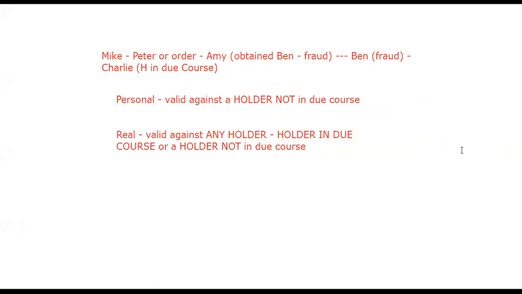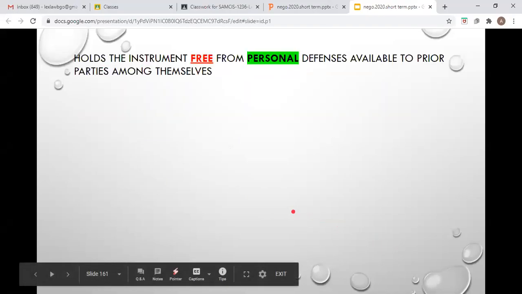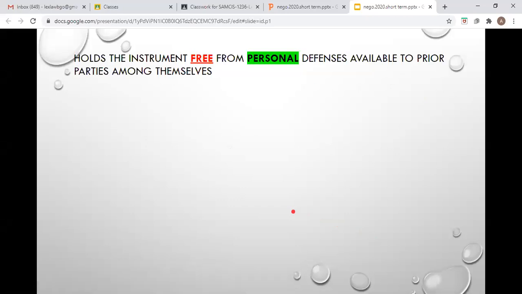Now, how about if this is what happened? Let's go back to doon sa slides natin. May example yata doon. Okay. Free from personal defenses. Ito yung sinasabi natin. Okay, to hold that instrument free from personal defenses only does not include real defense because that real defense is a valid defense against any holder and it does not matter whether you're holder in due course or holder not in due course. So let's take a look at these illustrations.